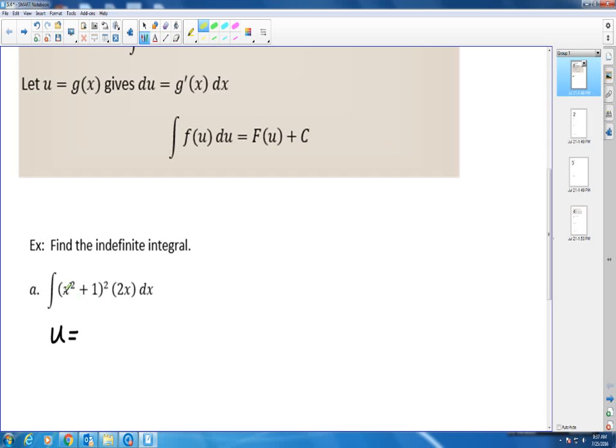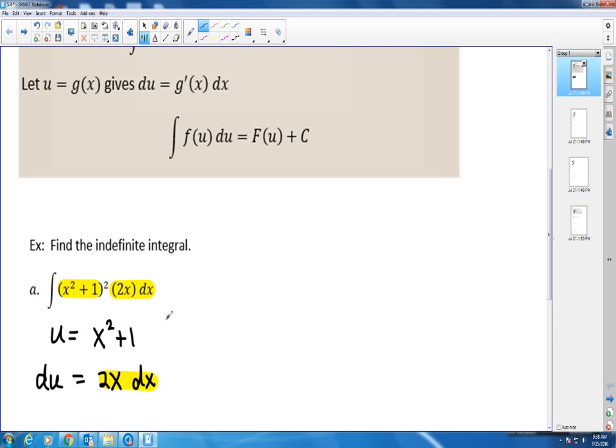If you notice this part of the function, if I let my u become x squared plus 1, and I take a derivative of this x squared plus 1, that will actually equal 2x. So that will cover up this part of my function. If I let u equal x squared plus 1 and take a derivative on both sides, that's going to be du, and this part is going to be 2x dx, using implicit differentiation. Now this 2x dx will be replaced with the du.